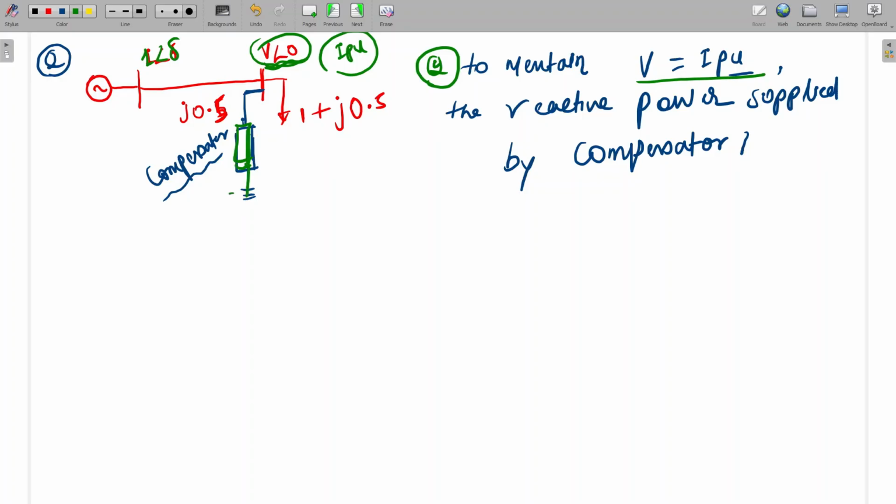How much reactive power should be supplied by this compensator to maintain this voltage at 1 per unit? Okay. 0.5, sir.